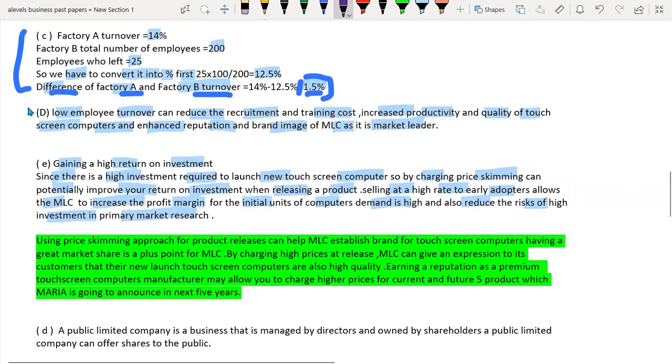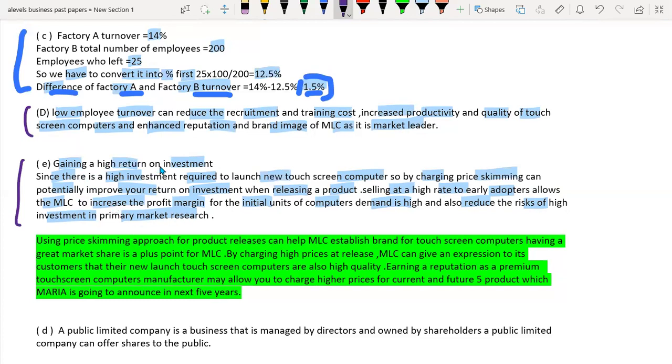Okay. And this question was about how low labor turnover would be beneficial for MLC. So low employee turnover can reduce the recruitment and training cost, increase productivity and quality of touch screen computers, enhance reputation and brand image of MLC as it is market leader. And the E part is the benefit of price skimming.